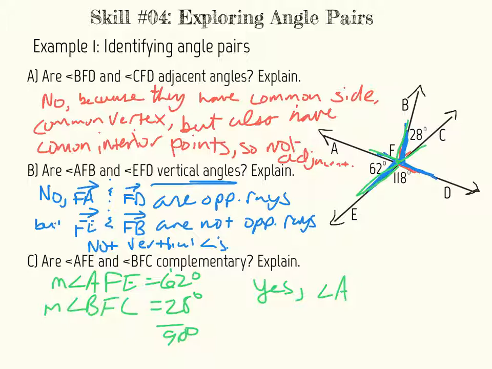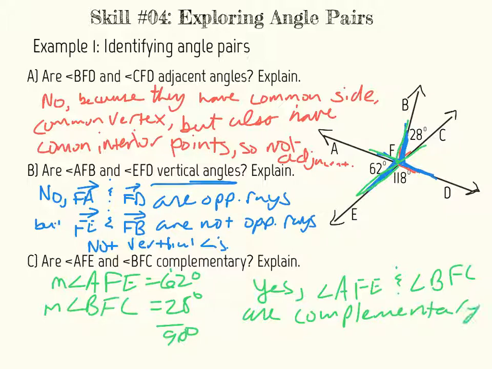Angle AFE and angle BFC are complementary. And the reasoning is because when you add the two angle measures together, you get 90 degrees.